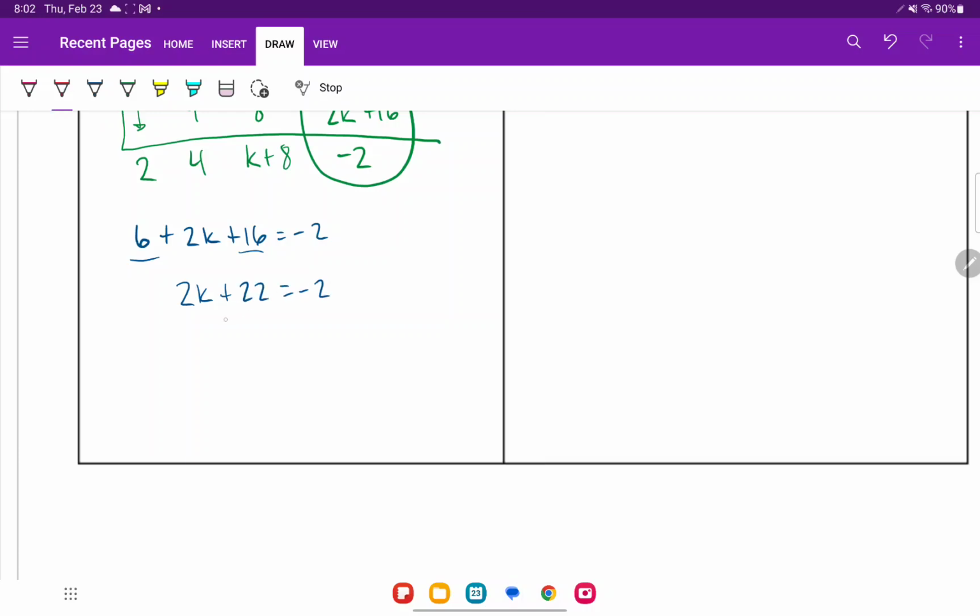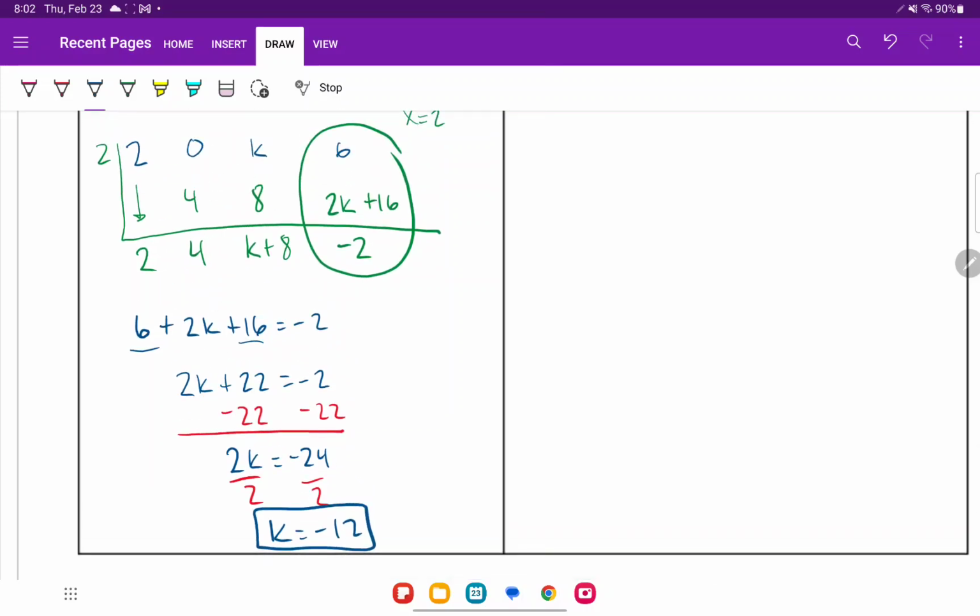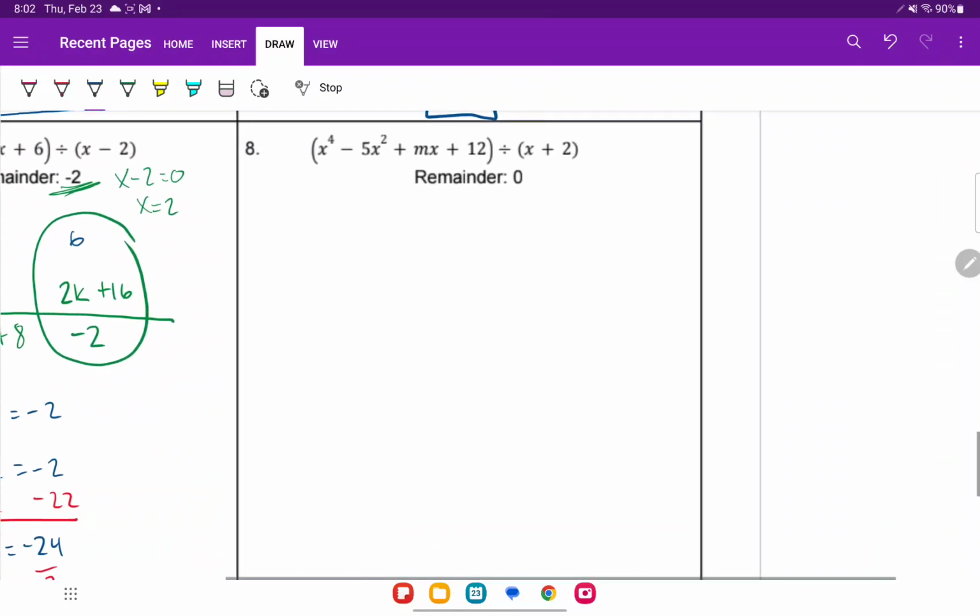We're going to undo the 22 to the other side, so we're going to subtract it. So 2k is equal to -24. Then we're going to divide by 2. And k is equal to -12. Okay? And here's our last one.